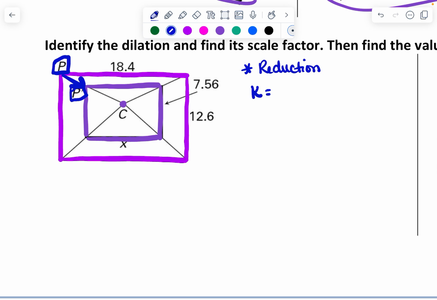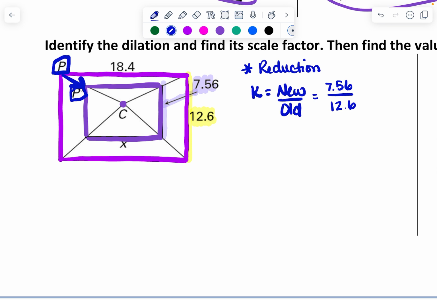What you need to do is pick out two sides that you know the information about. So in this case, I know this length right here is the 12.6, and I can see this length right here is the 7.56. Those two sides are corresponding sides, so we can use those to set up our scale factor. We're going to again go new to old. I'll write that in here, new over old. And so our new length is the prime one, that's the smaller rectangle. And we're going to have 7.56 over the old length, which is 12.6.